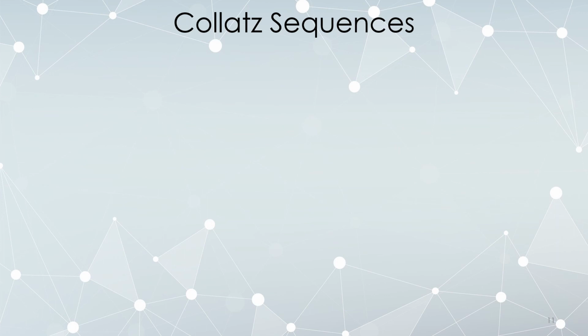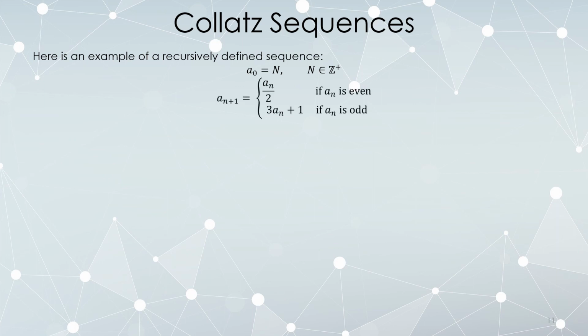Okay, we're going to close with a discussion of what are called Collatz sequences. So here's an example of a recursively defined sequence. Suppose you start with an arbitrary positive integer. So a sub 0 is just n. Pick whatever you want, 12, 28, 324. Whatever you pick will define a different sequence, but it starts with something and you can pick whatever you want. To find the next term, however, we do this case-wise analysis.